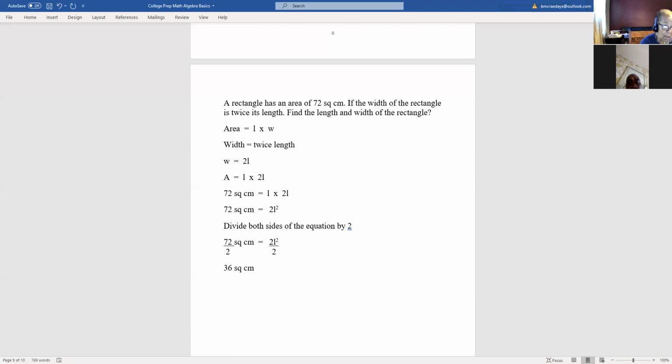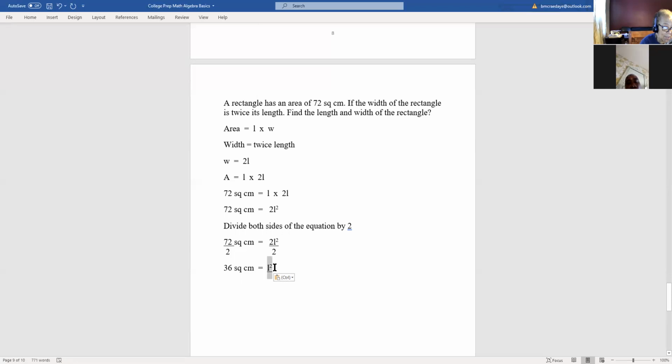And what's 2L to the second power divided by 2? No, what is it equal to? It's just L to the second, right? Yeah, because 2 over 2 is 1. So you got L to the second power equals 36.